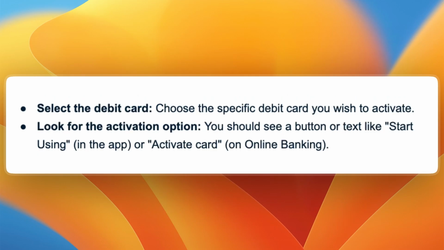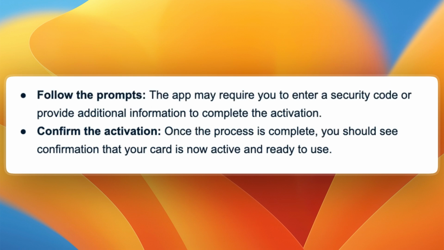Then from there, go and select the debit card that you want to activate and look for the activation options. So you should see a button or text like start using or activate card. Then from there, simply follow the prompts.